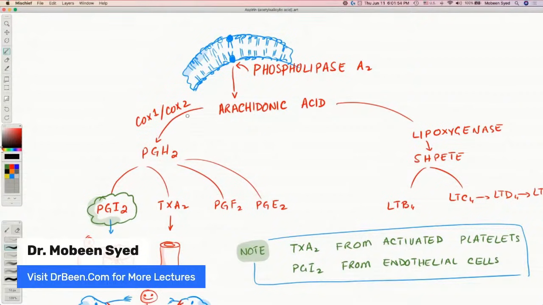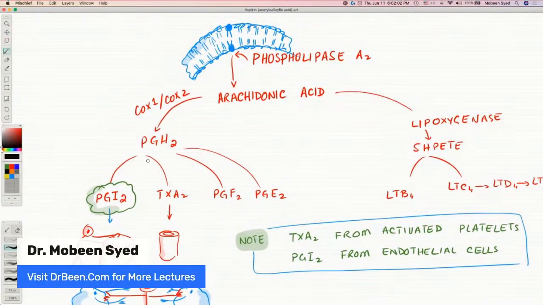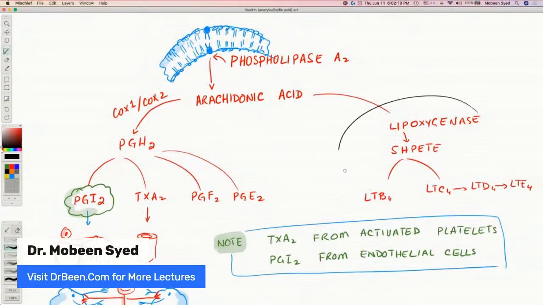When cyclooxygenases work on the arachidonic acid, they convert that into PGH2, which then further is converted into PGI2 or prostacyclin, thromboxane A2, and then prostaglandins. On the lipoxygenase side, the final products are leukotrienes B4, leukotrienes C4, D4, and E4. There is F4 as well.